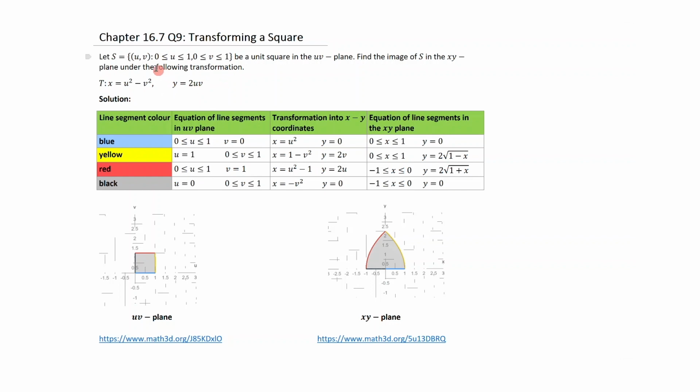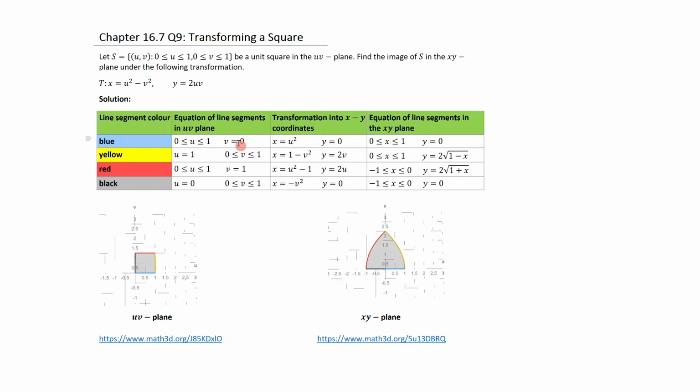We have 4 segments to consider, so we're going to have to do 4 separate calculations. In this case, U ranges from 0 to 1 and V equals 0. In this case, U is held at 1, but V ranges from 0 to 1. In this case, V equals 1, but U ranges from 0 to 1. In this case, U equals 0, and V ranges from 0 to 1. For each one of these I have shown the color codes here. Here are the conditions with respect to the boundaries in the UV plane. So now how does this transform to boundaries in the XY plane? Well, we have to take each one of these in turn and make use of these transformation equations.